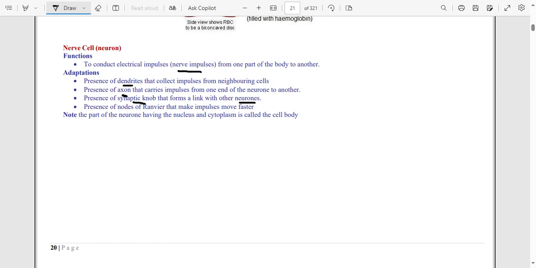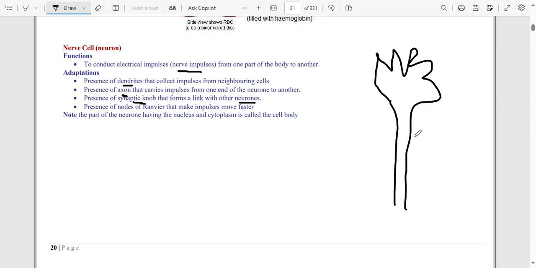Apart from that, there are also nodes of Ranvier. So remember we said that the nodes of Ranvier are basically the spaces between myelin sheaths.